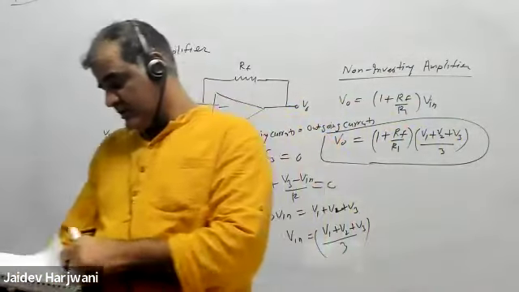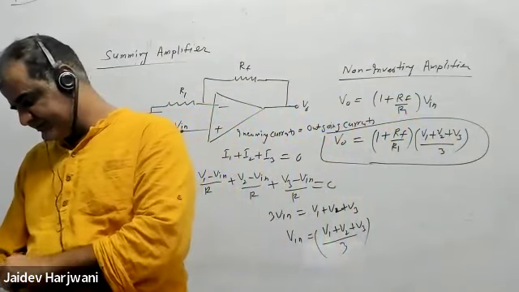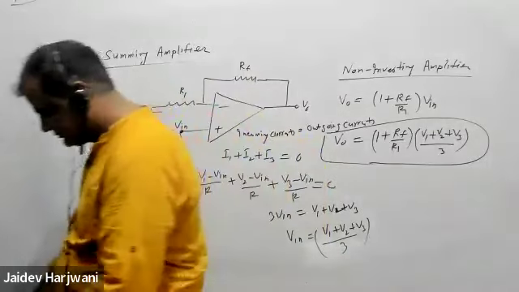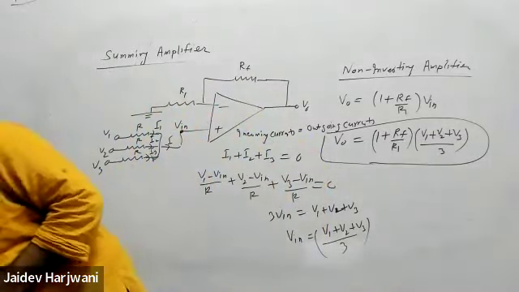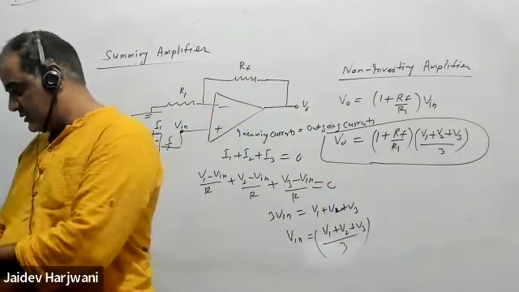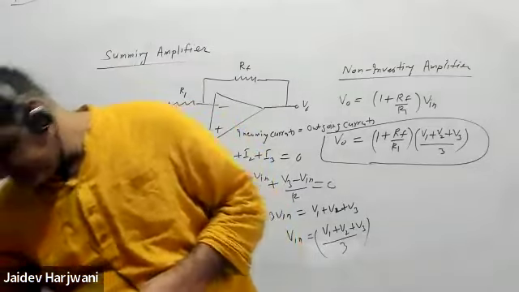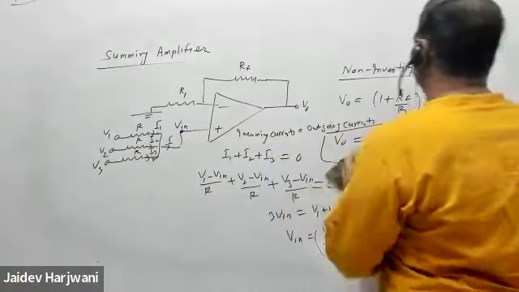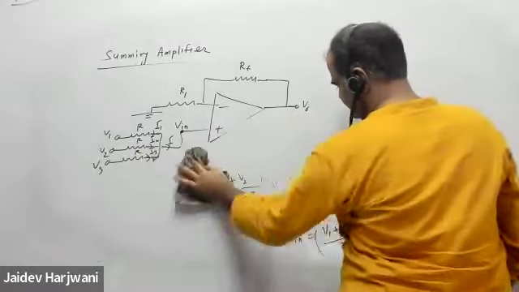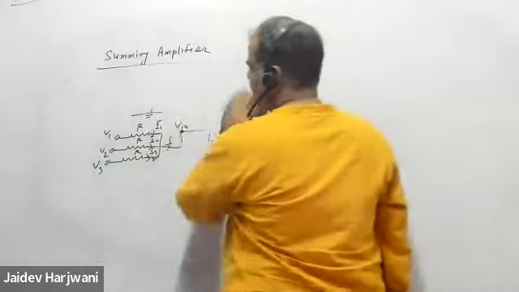So this was your summing amplifier. Now let me do the difference amplifier. Here, what I was doing was summing. Now we will subtract. So what is the formula for the difference amplifier, or subtraction?